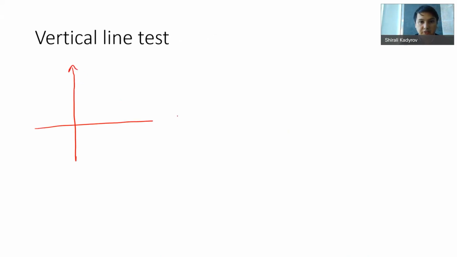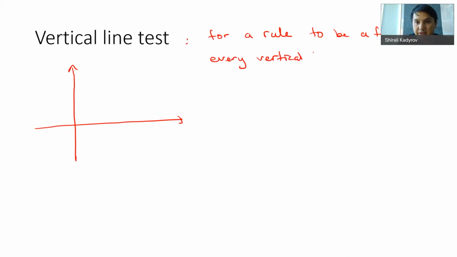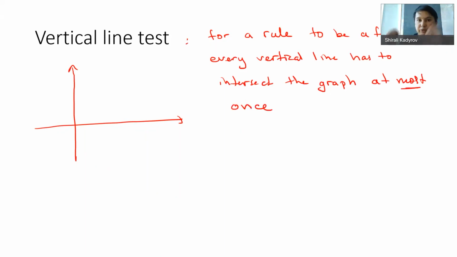For a function, so here, let's say for an assignment, for a relation, for a rule, for a rule to be a function, to be an honest function, every vertical line has to intersect the graph at most once. Okay, so this "at most" is related to the uniqueness.